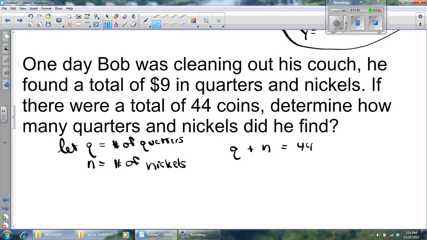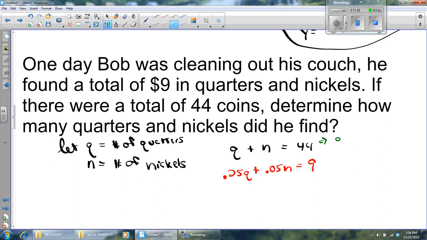Okay. Now, not unlike the last problem, I'm going to take 0.25Q. That's the money from the quarters, plus 0.05N. That's the money from the nickels. That needs to equal the total money, $9. Okay, I'm going to use substitution on this. I think I'm going to solve for Q.